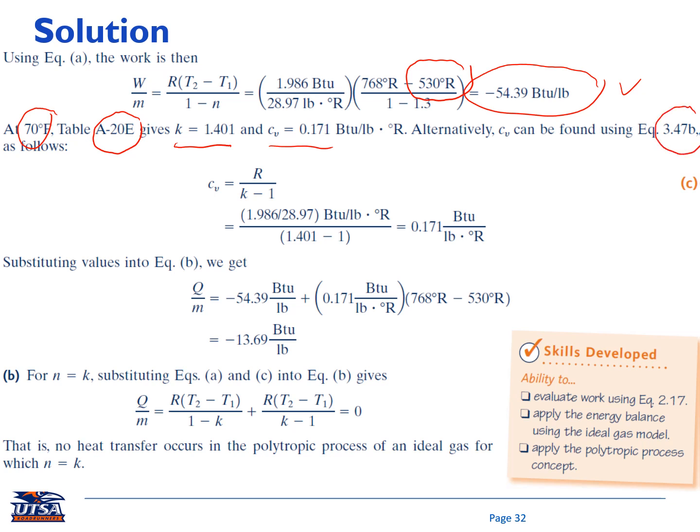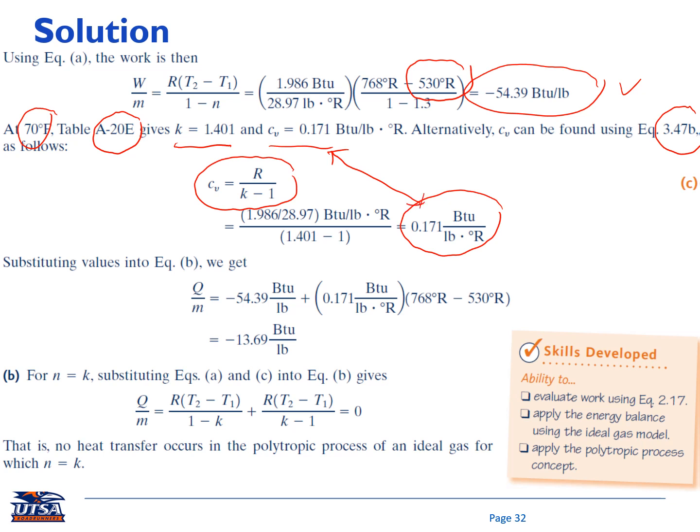Alternatively, you can also get Cv using equation 3.47b. I showed you in the previous slide on the top right part there. So Cv equal to R divided by k minus 1. So k you get from table A-20, R is R for the air, and you will get Cv as well. So it's up to you. You can obtain it from the same table, or if you want to calculate it, no problem as well. So you see there, both are the same.